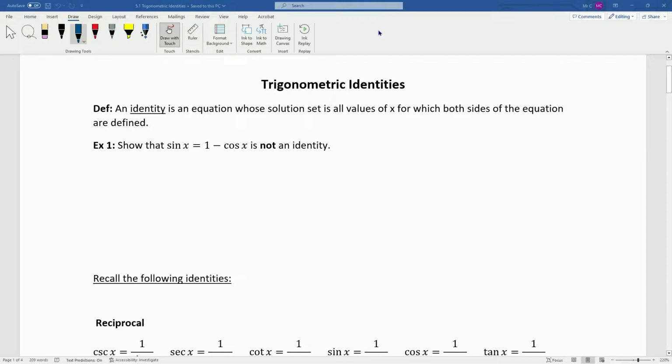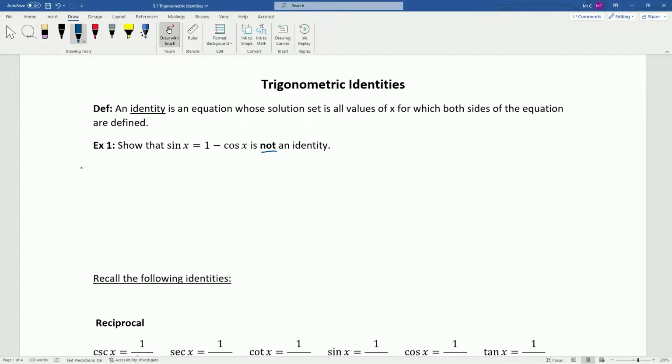So let's go ahead and start off with the definition. What is an identity? An identity is an equation whose solution set is all values of x for which both sides of the equation are defined. So we're going to start out with a quick example. Show that sine of x equals 1 minus cosine of x is not an identity, which means that this equation is not always true for all x values in the domain.